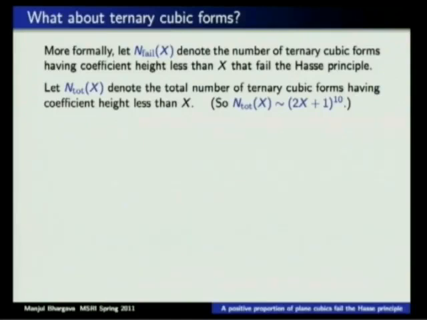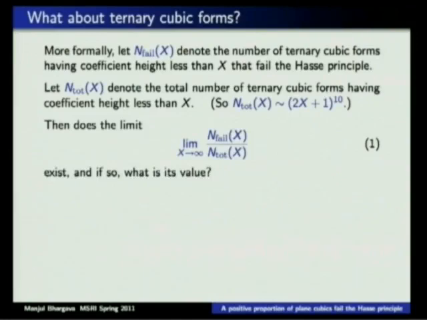Then the question we're asking is, does the limit of N_fail(x) over N_tot(x) as x goes to infinity, first of all, exist at all? And if so, what is its value? What value do we expect? Integers, yeah, integral ternary cubic forms.